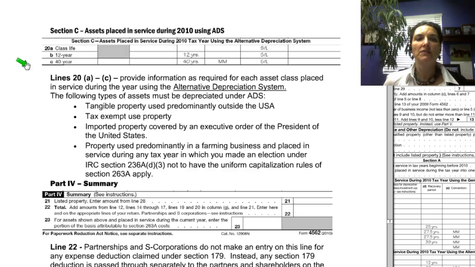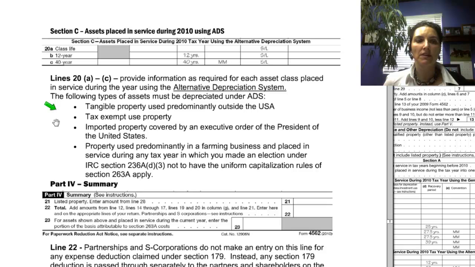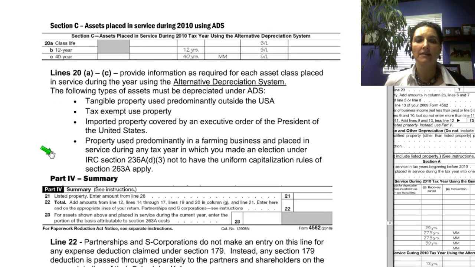The following types of assets must be depreciated under ADS. Tangible property used predominantly outside of the United States. Tax-exempt use property. Imported property covered by an executive order of the President of the United States, and property used predominantly in a farming business and placed in service during any year in which you make an election under IRC Section 263A(d)(3) not to have the uniform capitalization rules of Section 263A apply.